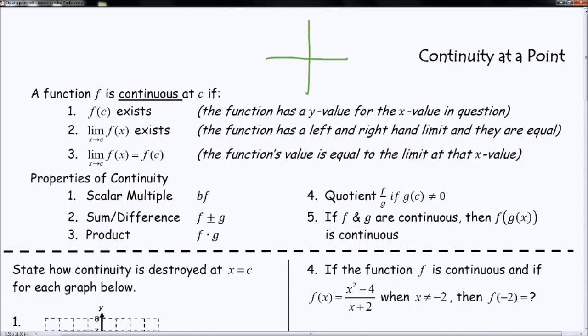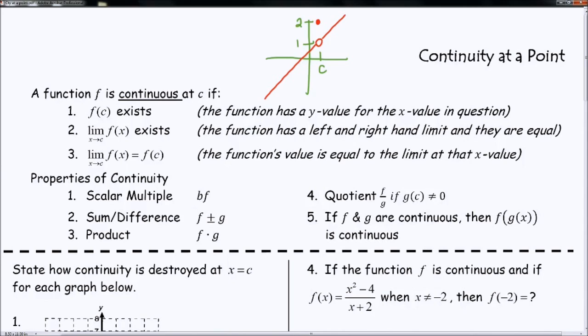The last one is I have a point. I have a y-coordinate. I have a limit that's coming at the same spot. Number 3 says that my point and my limit are approaching the same value. So here's an example of what I mean. Here's my f of x. There's my hole. We'll say this is located at 1, this is located at 2, here's c.